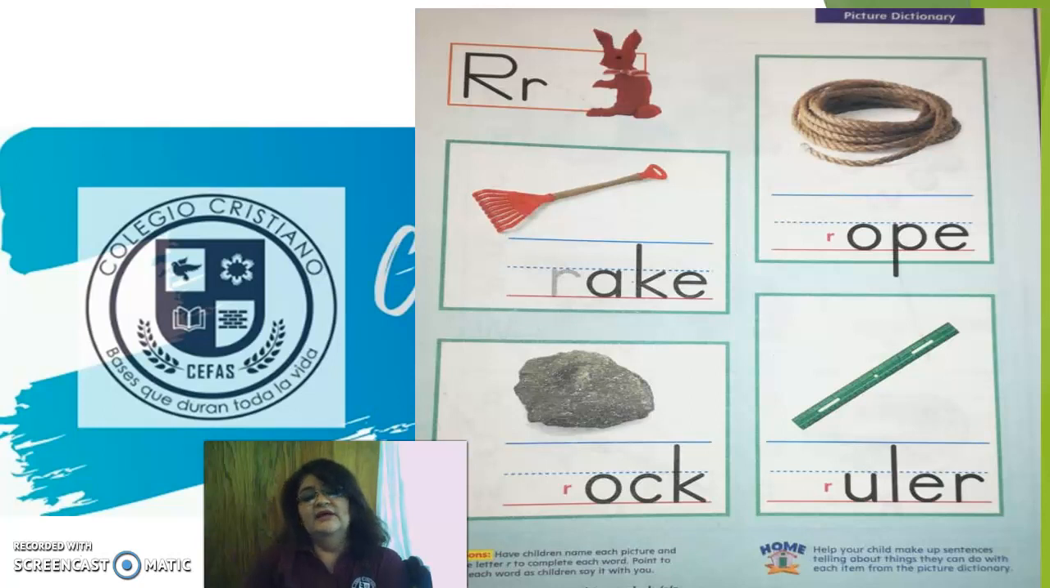And the last page is to complete the word with letter R. We have a rake, rock, and ruler.